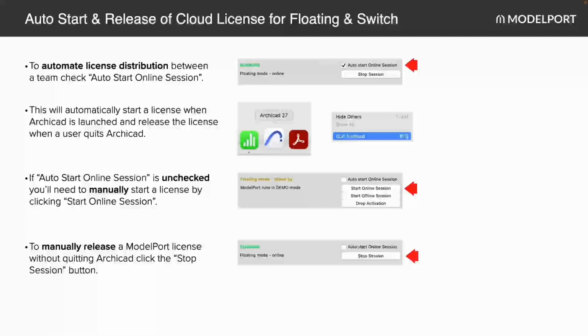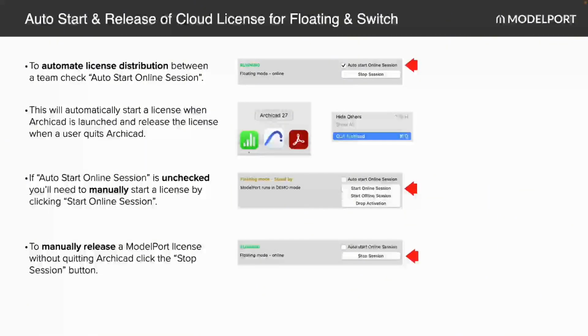Now I talked a little bit about the ability to auto start and to release these licenses. So in that dialog there is a checkbox for auto start online session. If that is checked, which it is by default, then every time you open Archicad, it'll automate the license capture for your session. And when you quit Archicad, it will automatically release that license back to the cloud. So it automates that for you. You don't have to think about it. It's really nice, very simple.